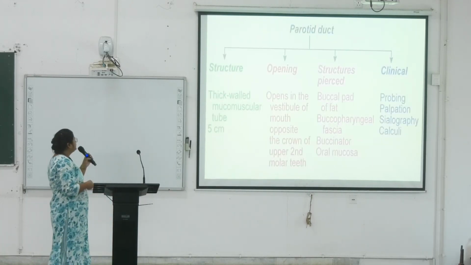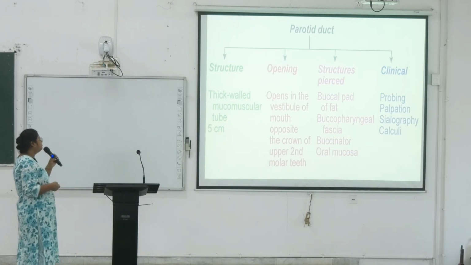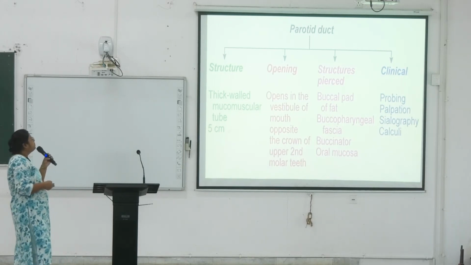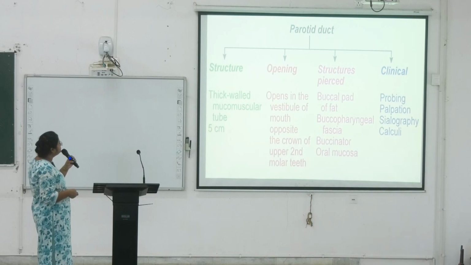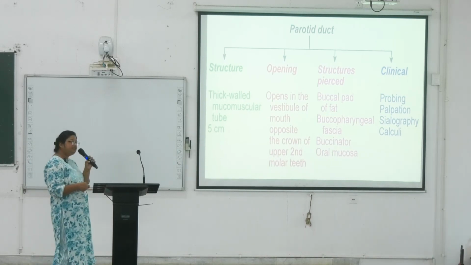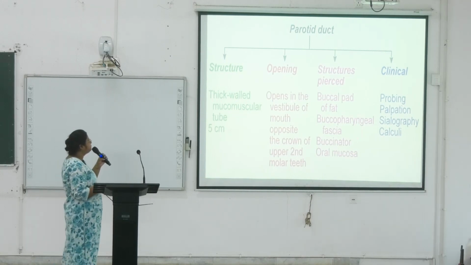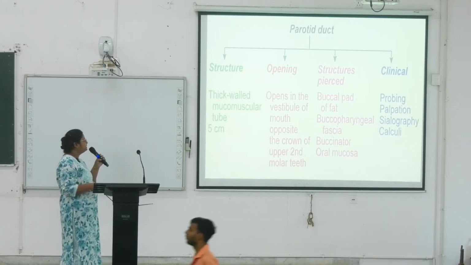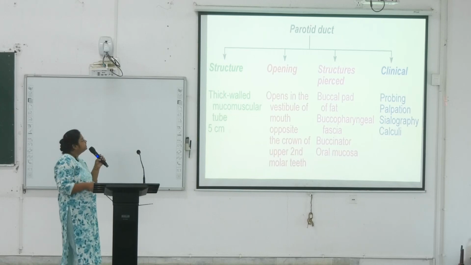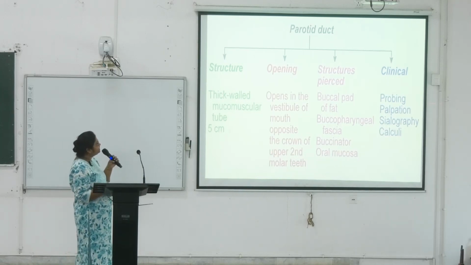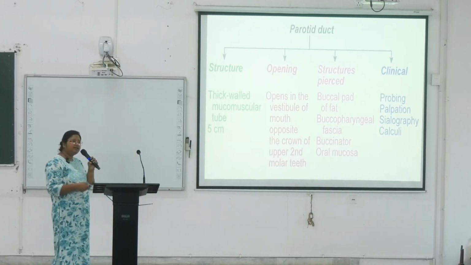So the parotid duct is a thick-walled mucomuscular tube, 5 centimeters in length, which opens in the vestibule of the mouth opposite the crown of the upper second molar tooth. Structures pierced by this duct are the buccal pad of fat, buccopharyngeal fascia, buccinator muscle, and oral mucosa. Clinical aspects: probing, palpation, salivography, and calculi.